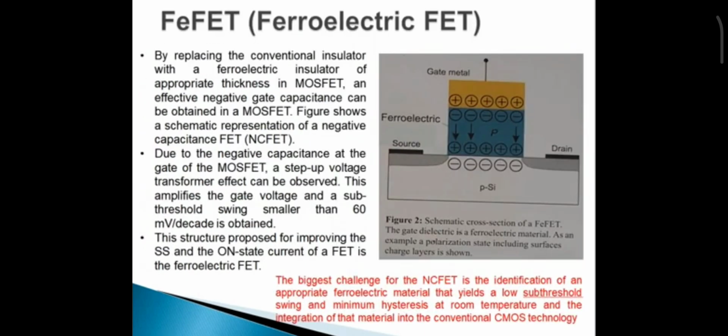Ferroelectric field effect transistor. By replacing the conventional insulator with a ferroelectric insulator of appropriate thickness in the MOSFET, an effective negative gate capacitance can be obtained. The figure shows a schematic representation of a negative capacitance field effect transistor. Due to the negative capacitance at the gate of the MOSFET, a step-up voltage transformer effect can be observed. This amplifies the gate voltage, and a subthreshold swing of less than 60 mV per decade is obtained. This structure is proposed for improving the subthreshold slope and the on current of a field effect transistor.